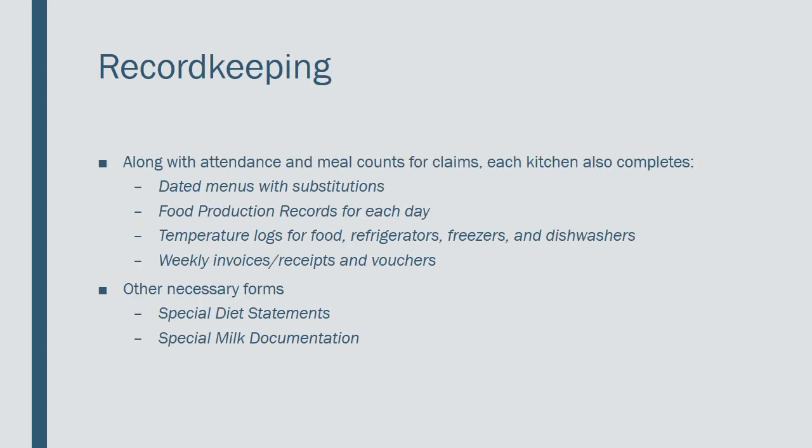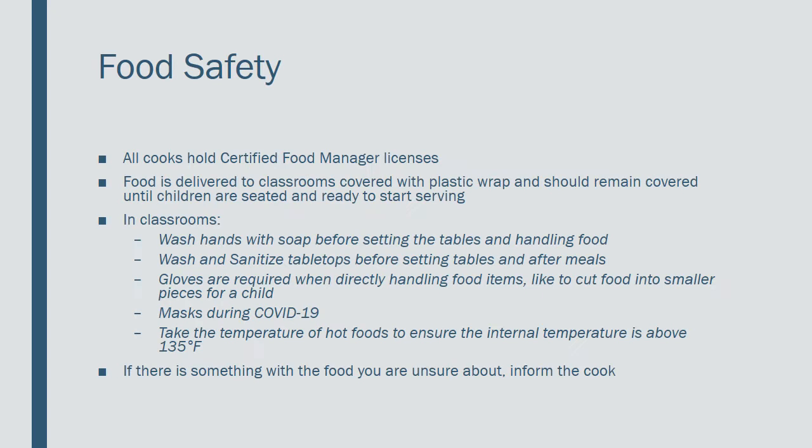Here are the record-keeping requirements set by the CACFP. There are several record-keeping requirements. Things like food production records, temperature logs on fridges and food, and weekly invoices, receipts, and vouchers for purchases. Other necessary documents that are required by the CACFP are special diet statements and special milk documentation.